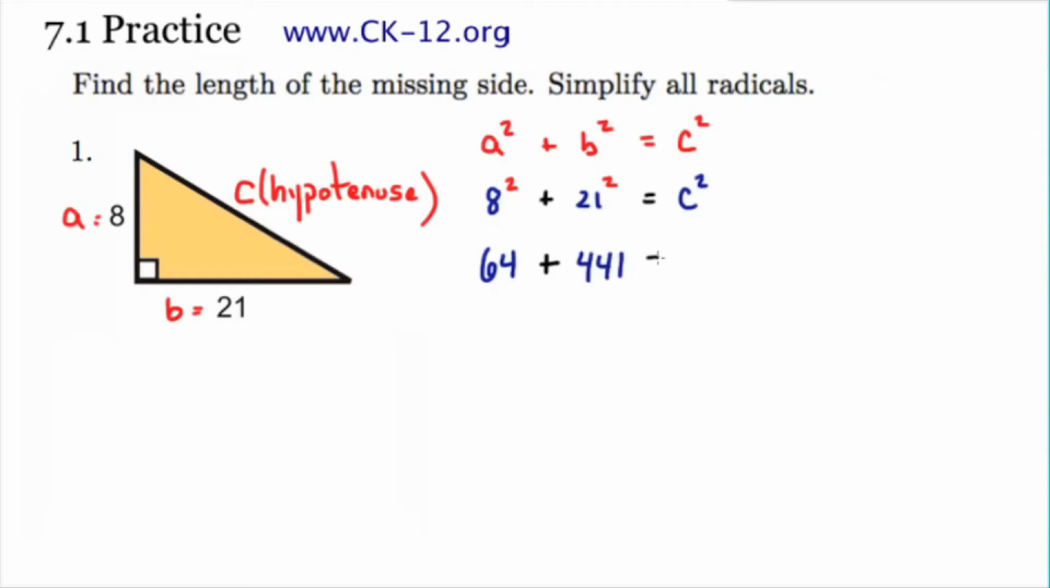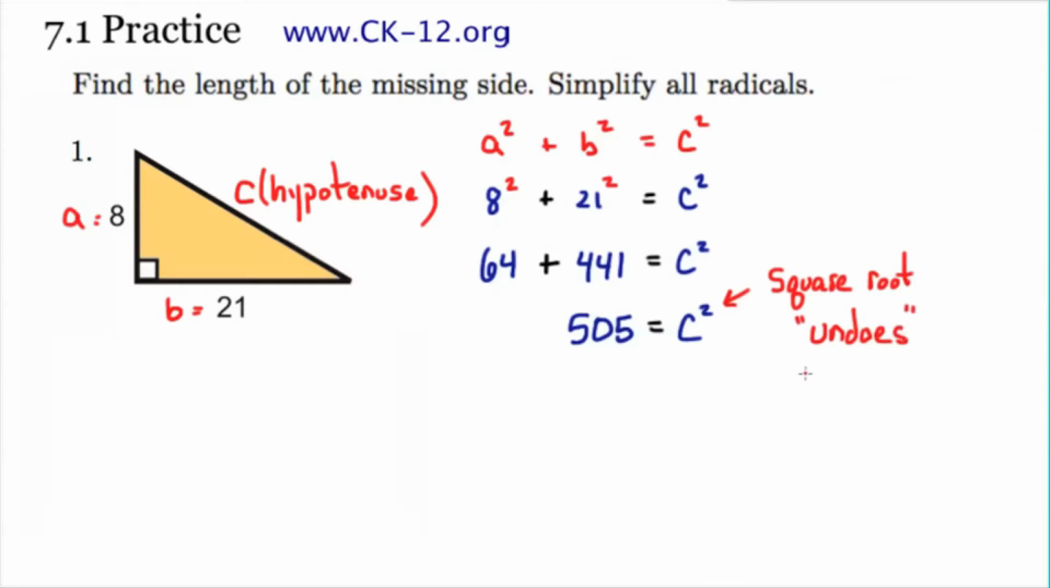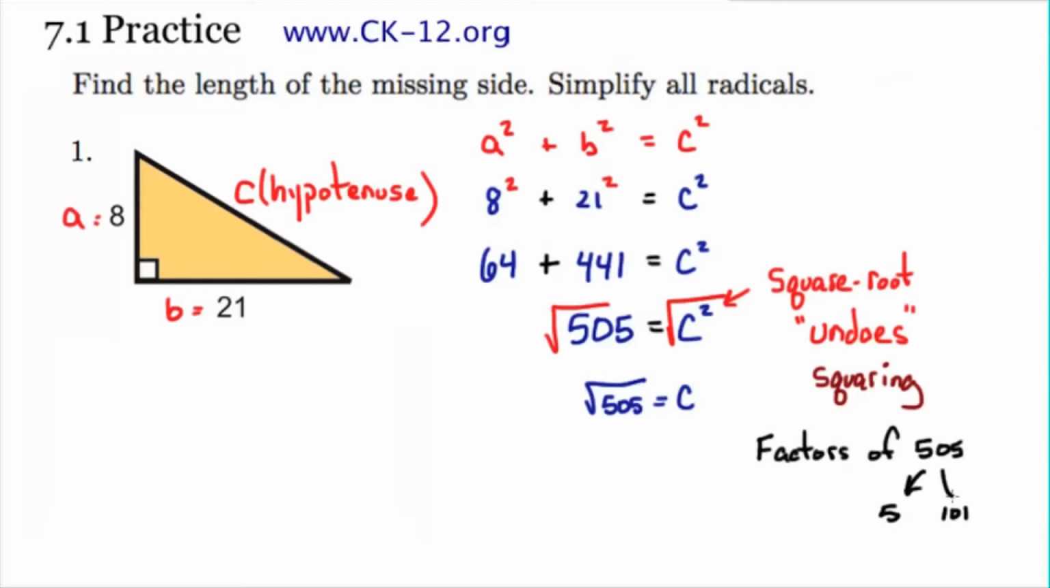So I'm going to add these two numbers together, and I'm going to get 505. So c squared equals 505. I need to undo this square by square rooting both sides. So the square root of c squared is c, and then the square root of 505 does not simplify. There are no factors that are a perfect square.